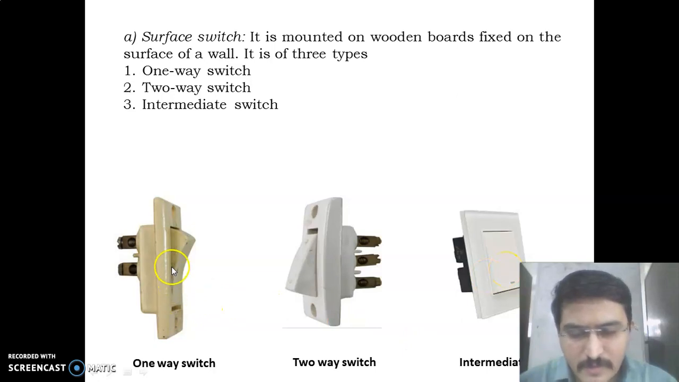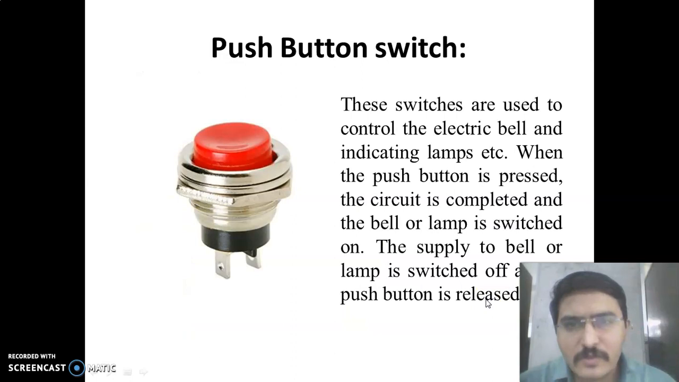One-way switch is basically used for controlling one lamp individually. Then the two-way switches are especially used for staircase wiring, godown wiring and tunnel wiring, and this is the intermediate switch. So this switch is a push button switch. These switches are used to control the electric bell and indicating lamps. When the push button is pressed, the circuit is completed and the bell or lamp is switched on. The supply to the bell or lamp will be switched off as the push button is released.